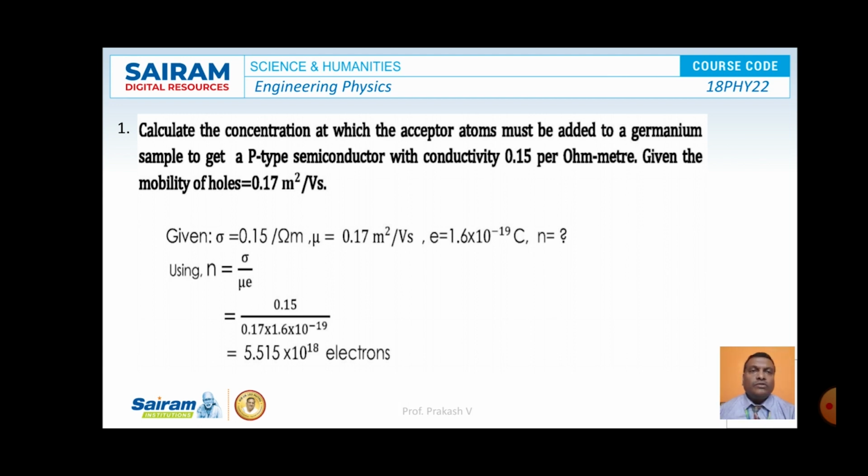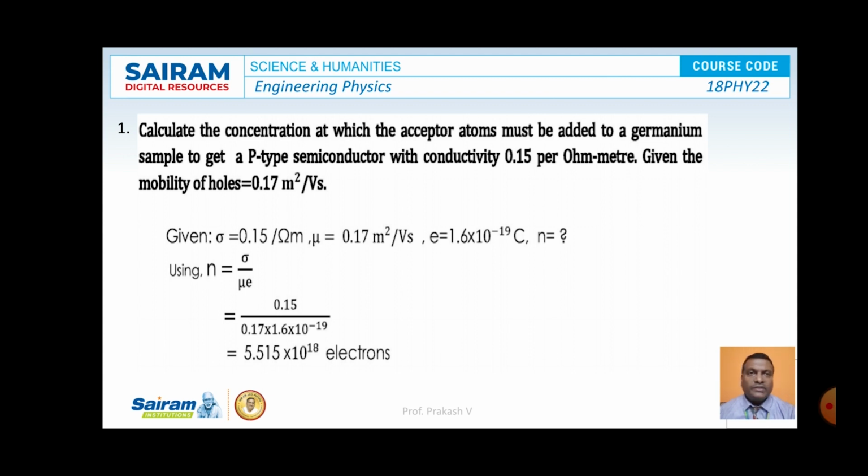So here we have to make use of a formula, that is electron concentration N is equal to sigma by mu e. We have already studied that electrical conductivity sigma is equal to N into mu into e, where N is number of electrons per unit volume, mu is mobility, e is charge on the electron, and sigma is electrical conductivity. Therefore N is given by 0.15 divided by 0.17 into 1.6 into 10 to the power of minus 19.